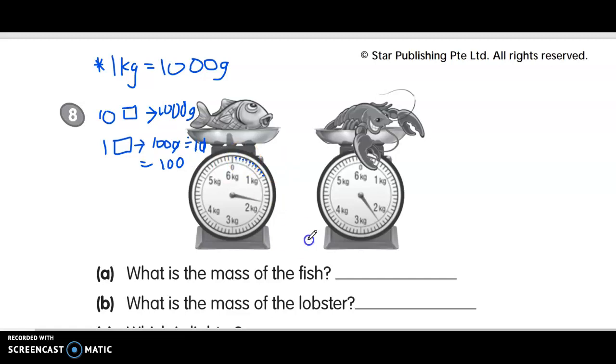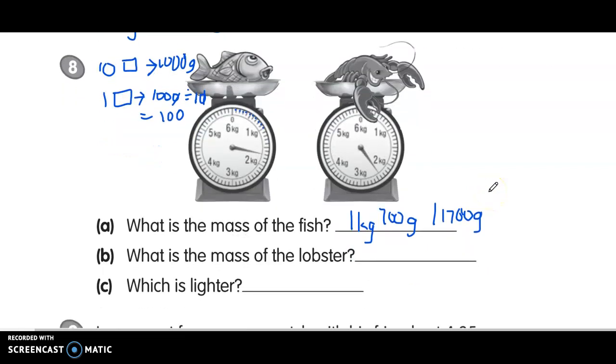So what is the mass of this fish? It passes 1 kg, right? So it's 1 kg. How many grams? Again, each interval is 100. We know this slightly longer bar is 500. So let's count from here: 500, 600, 700 grams. For those of you who wrote 1700 grams, I mark it correct as well. It's the same. But because the scale shows kg, we might as well write in kg.